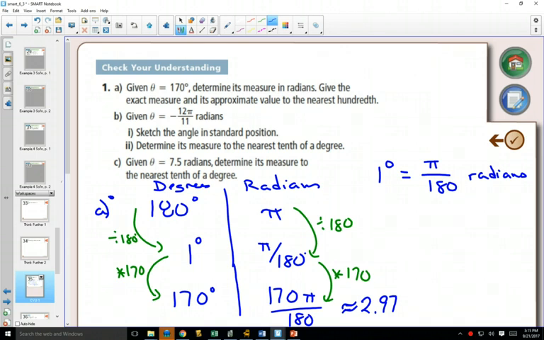Now, the second one. Given negative 12 pi over 11 radians, we want to sketch that angle and determine its measure to the nearest tenth of a degree. So I'm going to ask you a question. What quadrant is negative 12 pi over 11? Does your brain tell you the answer right away? Or do you have like, oh.